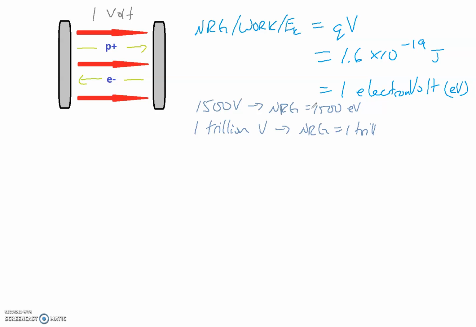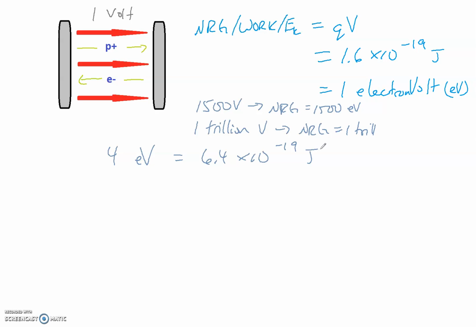Okay, and it's a really simple idea. Let's say you've got 4 electron volts. How many joules would that be? Well, 1 electron volt is just 1.6 times 10 to the negative 19 joules. So you multiply that by 4, and 4 times 1.6 gives you 6.4 times 10 to the negative 19 joules.